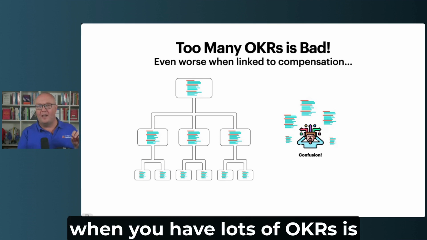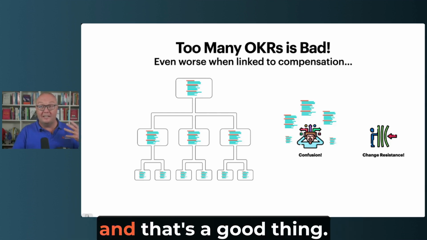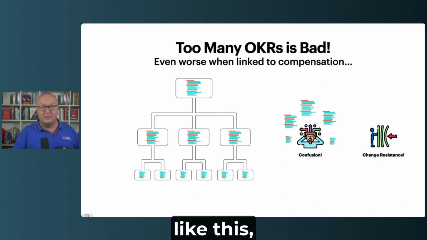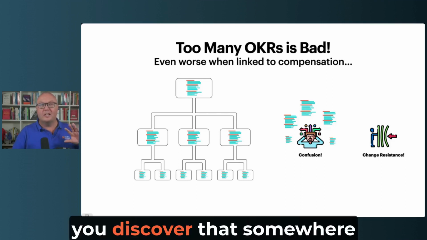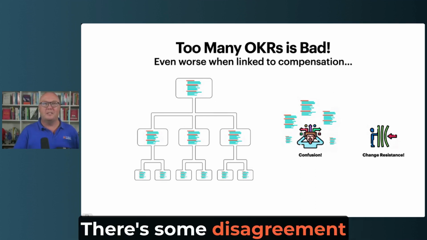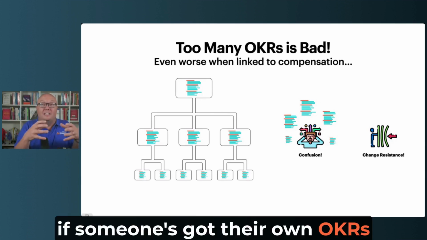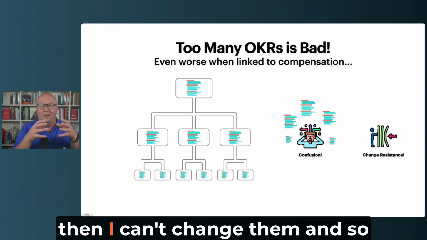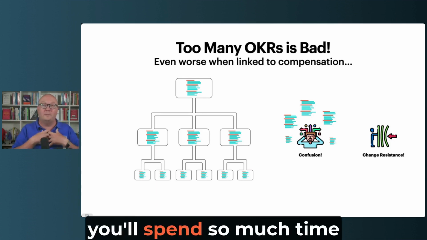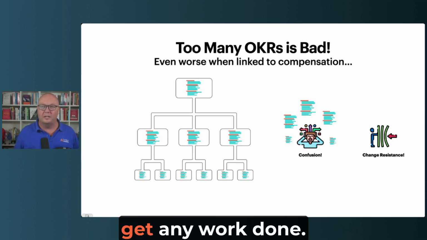The other thing that happens when you have lots of OKRs is you introduce change resistance. As soon as you set an OKR somewhere, nobody wants to change that. And that's a good thing. We don't want to be changing our OKRs regularly. But if you've set OKRs all across an organization like this, and then you do some work to align, you discover that somewhere along the line, things are not quite aligned. There's some disagreement between them. Especially at the individual level, if I've got my own OKRs, then I can't change them, and so I can't align with someone else. If you have too many OKRs, you'll spend so much time setting, aligning, agreeing on and debating them that you just won't get any work done.